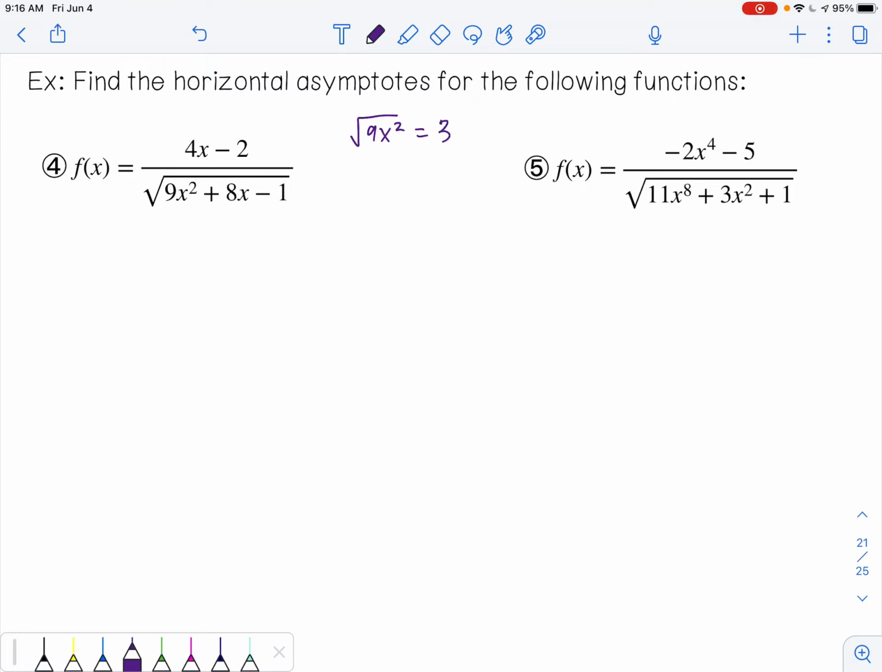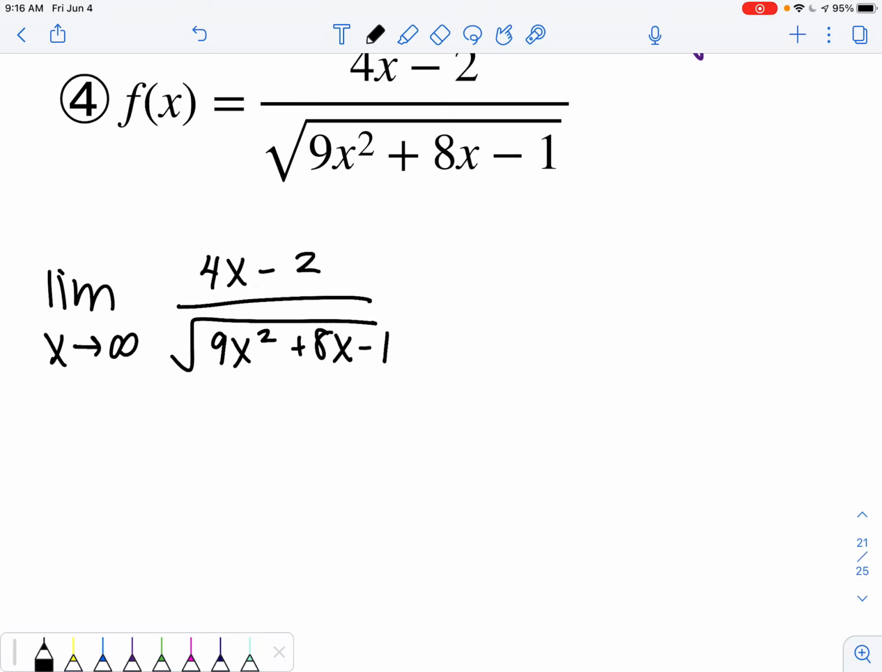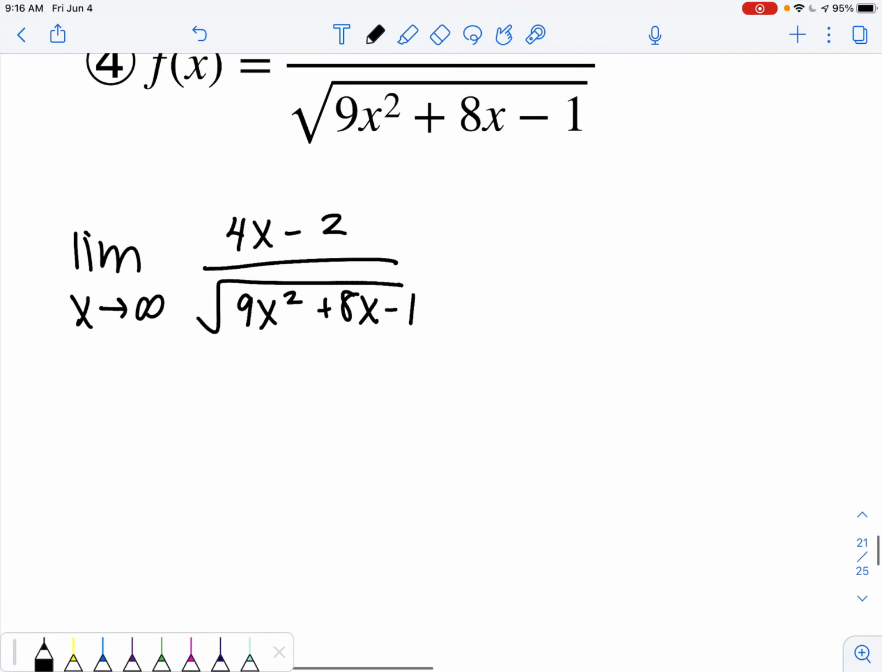So now we want to think about this as, the square root of 9x squared is really 3x, well, 3 times the absolute value of x. So we want to be careful here as we take our limits. So we're going to take the limit as x approaches infinity, in the wrong color. Why can't I draw arrow symbols today? That's not great. Okay, there we go. We have 4x minus 2 over the square root of 9x squared plus 8x minus 1.